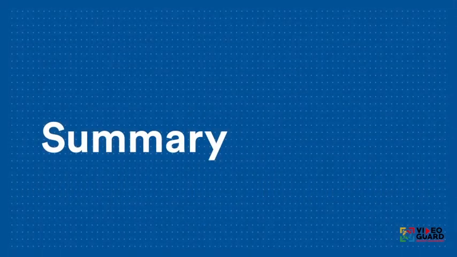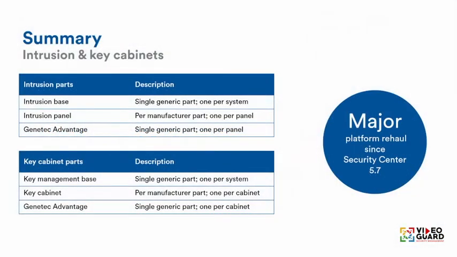So in summary, as mentioned, we're introducing these 3 parts. There have been major overhauls since Security Center 5.7 when it comes to intrusion in particular. And because of a few of those changes, we decided to restructure the pricing. Those parts are going to be an intrusion base or a key management base. That base part is a single generic part. So regardless of manufacturer, it's the same part. You only need 1 per system. And as mentioned, if your clients already have a system using key management or intrusion, that base part will be offered to them free of charge.